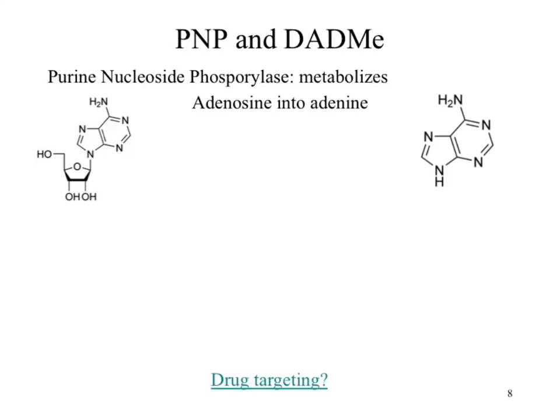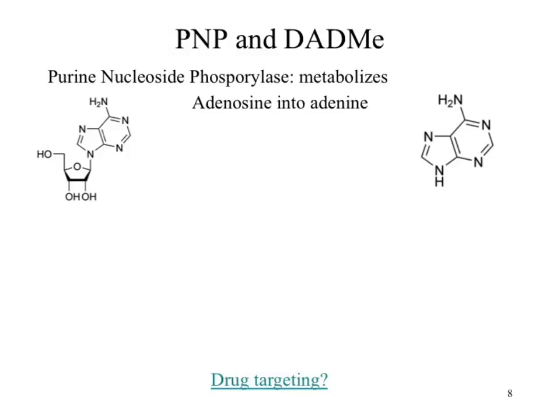So, interesting process here. PNP and DADME, don't ask me what those names mean because I don't know. Actually, PNP I know: purine nucleoside phosphorylase. It is a particular enzyme, and it metabolizes the destruction of adenosine into adenine.